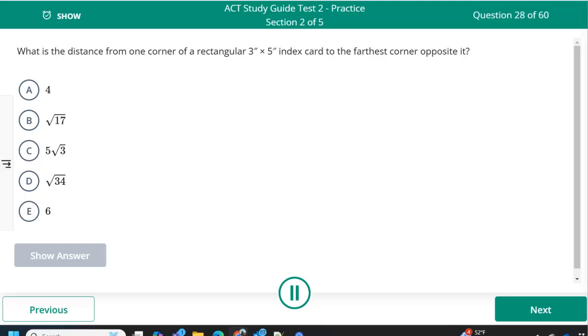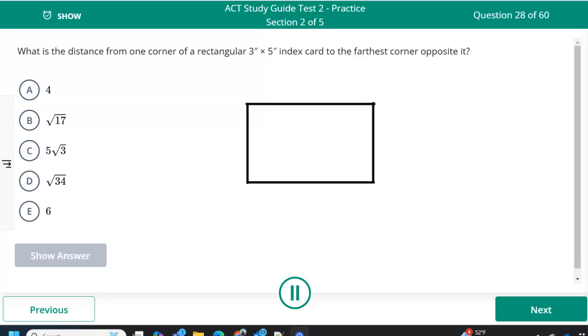What is the distance from one corner of a rectangular 3x5 index card to the farthest corner opposite it? Let's try and draw a 3x5 index card. Oh, so I gotta lift the pen. Good. And then let's draw this in. All right, 3 by 5. So this is 3. This is 5.